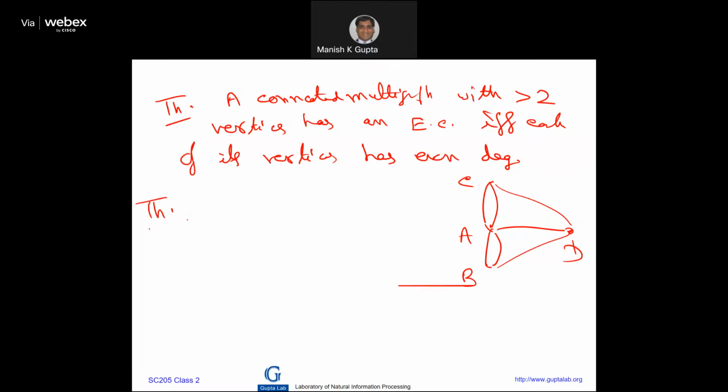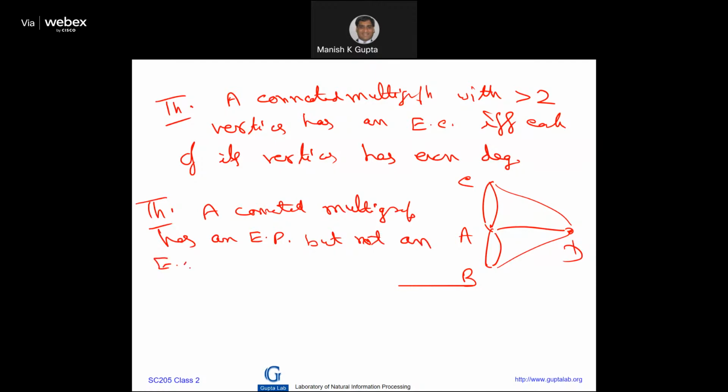In fact, there is one more result. A connected multigraph has an Euler path, but not an Euler circuit, if and only if it has exactly two vertices of odd degree.